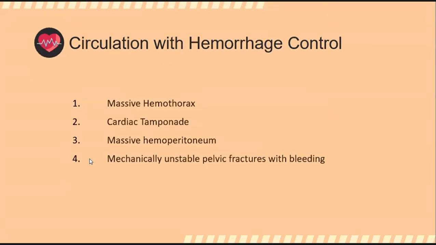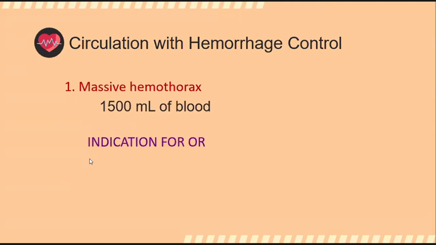So these are the sources of hemorrhage: your massive hemothorax, your cardiac tamponade, your massive hemoperitoneum, and unstable pelvic fractures. Massive hemothorax is 1,500 ml of blood evacuated upon inserting your chest tube. If you insert your chest tube and immediately 1,500 comes out, that's an indication for open thoracostomy. It means you have a vascular injury that you need to control and find.